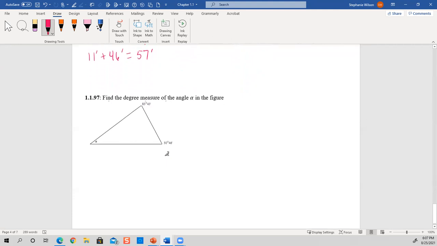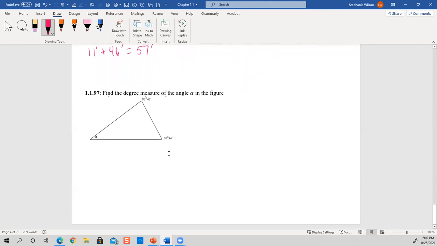All right. So the last one for this section, we're going to find the degree measure of the angle alpha in this figure. I'm going to write it down: this here is 83 degrees and 43 minutes, and this one here is 30 degrees and 46 minutes. Now we want to find alpha. In a triangle, all the angles have to add up to equal what? 180. Yes, awesome.